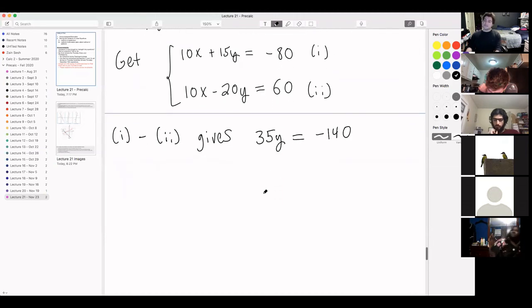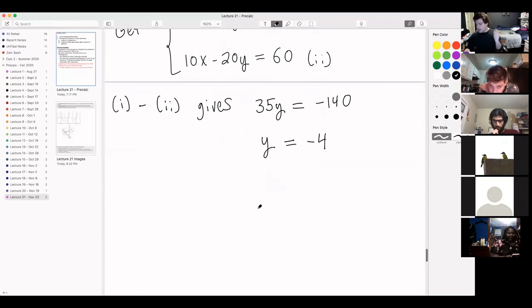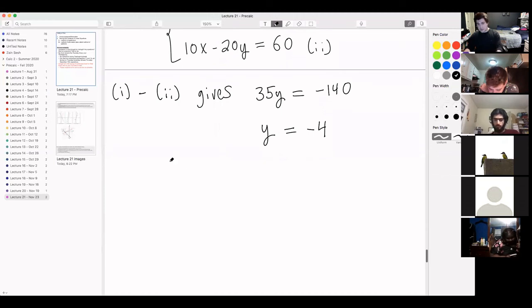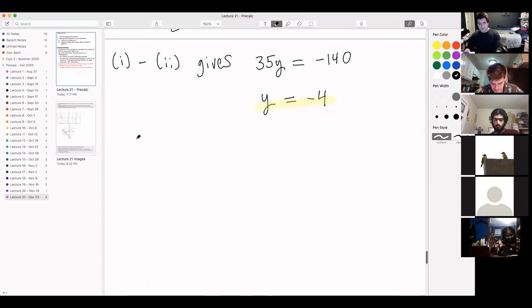Good. And now this is a linear equation in the variable y, which we can solve for quite immediately. So divide both sides by 35, and this works out nicely to be y is equal to minus 4. Okay, you're not done yet. You do need to now sub in y equals negative 4 into either of the equations. So I picked equation 1 again. So sub in y equals minus 4 into equation 1 to find x.